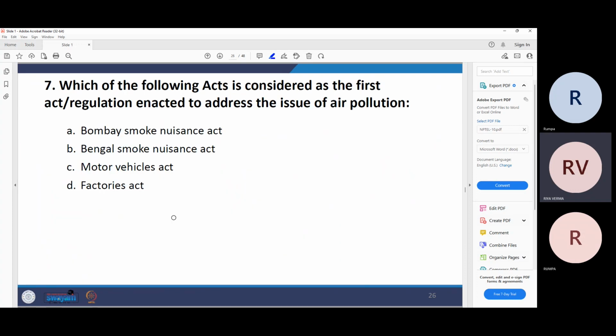Okay, so coming towards the next question. Which of the following acts is considered as the first act or regulation that is enacted to address the issue of air pollution? Which is Bombay Smoke Nuisance Act, Bengal Smoke Nuisance Act, Motor Vehicles Act, and Factories Act.